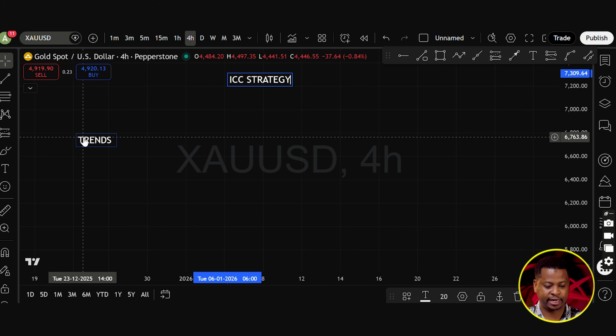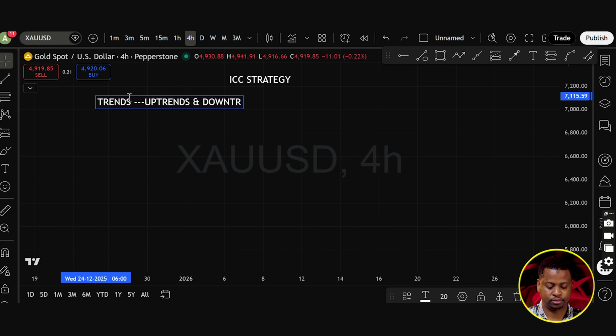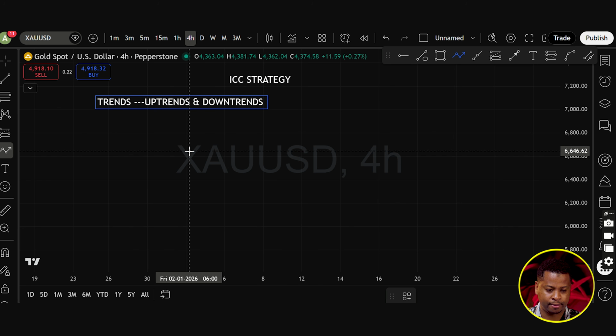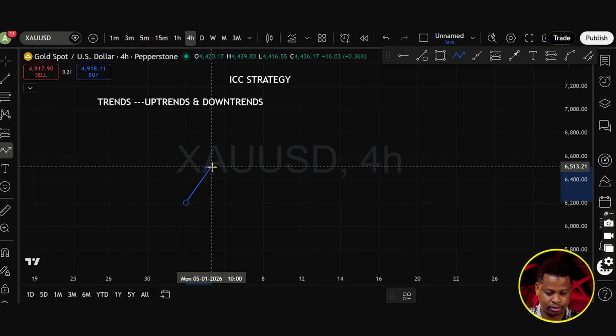So guys, be very keen on this. When we're looking at trends, we have uptrends and downtrends. I want to explain it to you so clearly and in a very brief manner so that you can understand how I view it. We have different things that I want to show you. We have the way the market moves. Let's say the market will move from this point to this point. That's the first movement.